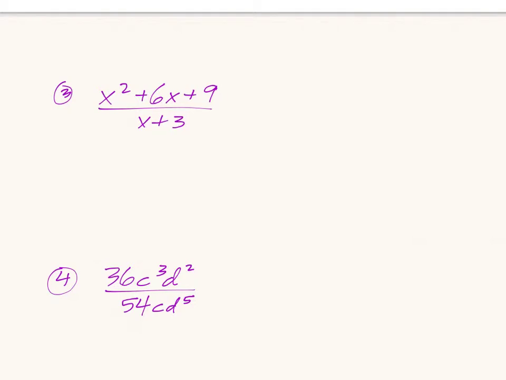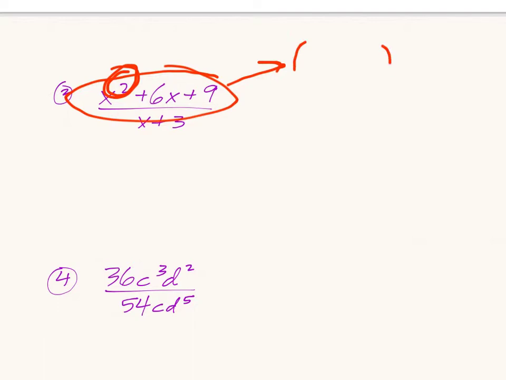Okay, moving on to number 3. Look up here, what kind of special pattern is that? What kind of special polynomial is it? Look at that, it's a square, so it's quadratic and it's a trinomial. Which means when we go to factor that, we're going to get two binomial factors, two terms, that have a product of 9 and a sum of 6. 3 times 3 is 9, 3 plus 3 is 6. Throw your x's in there.